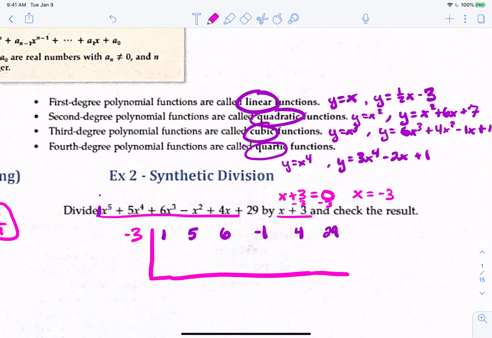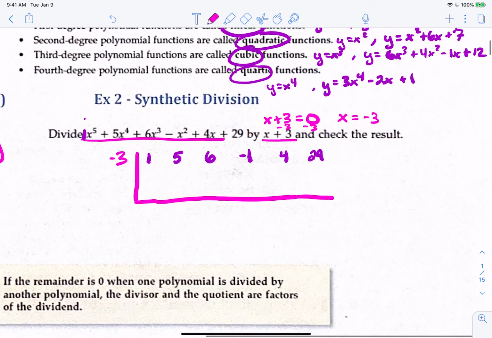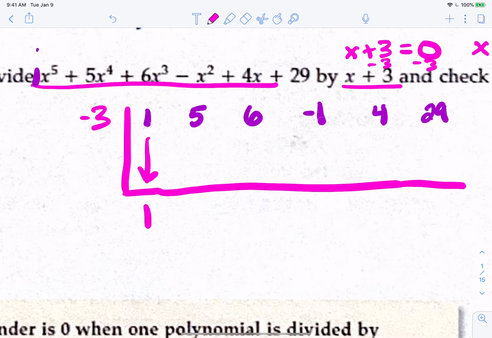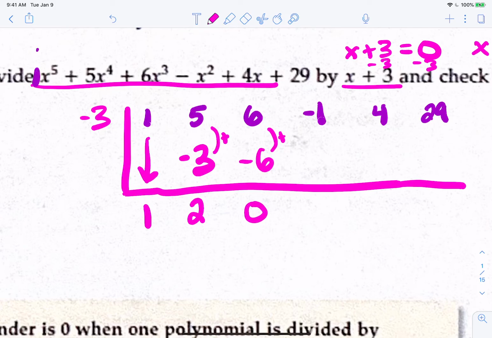All right, very first thing after I have it set up and ready to go is the easy one. You drop the 1 down. That's it. The very first number just gets dropped down. And then we take negative 3 times 1, and I put it right in this spot. Negative 3 times 1 is negative 3. Then I add those guys. 5 plus negative 3 is 2. Then I multiply again. So negative 3 times 2 is negative 6. Then I add those guys, and it is 0. And then I multiply again.